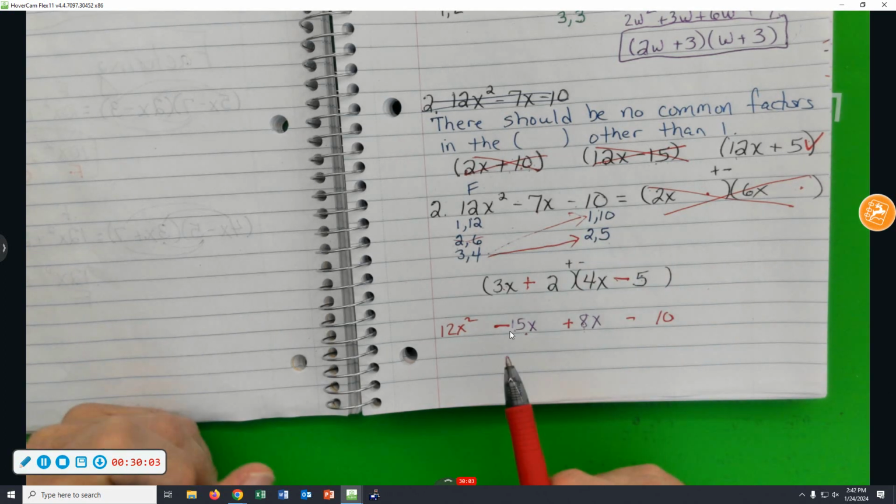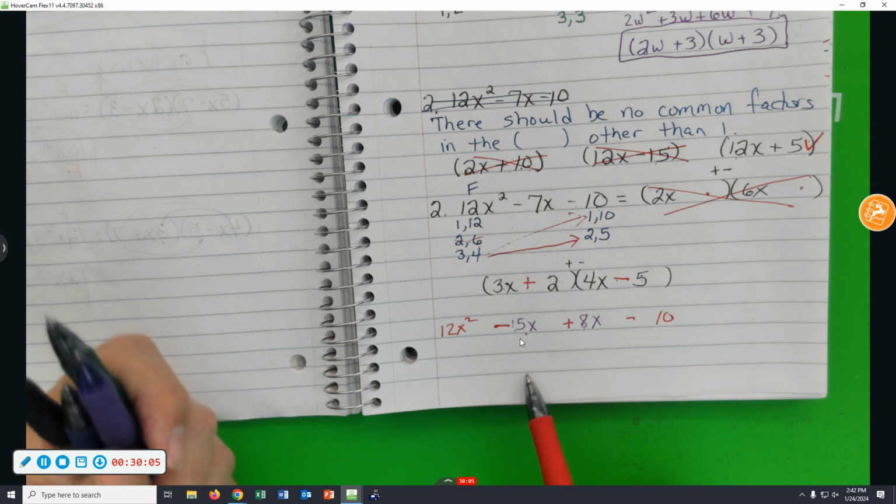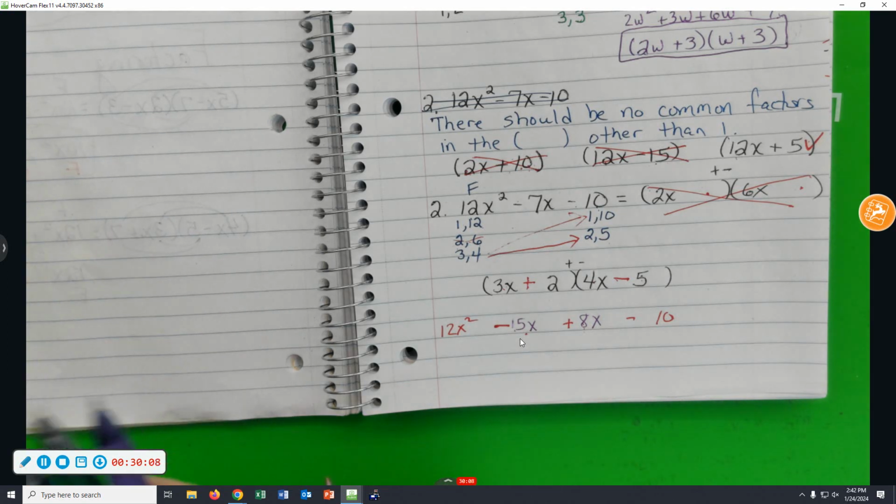Did that answer the question? Do you see where the 15's coming from? Maybe you should do the little brackets. I think I will for the next one. Okay, I think that's it.